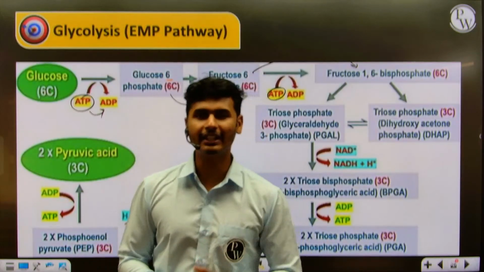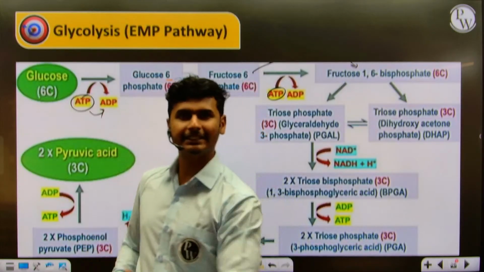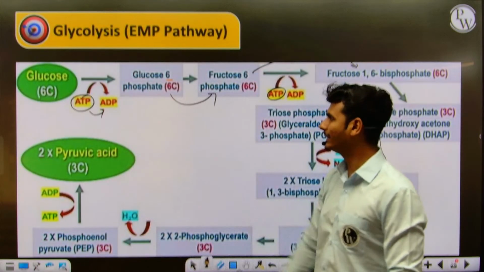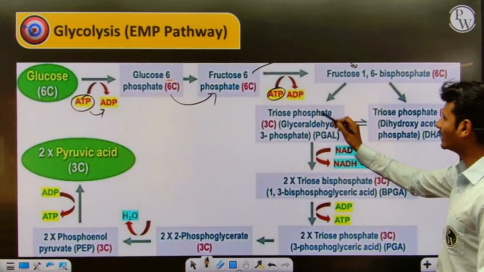In the same way, for the formation of 38 ATP, we require a little investment. This little investment is the spending of ATP. We are spending 2 ATPs here. Now fructose is converted into triose phosphate.